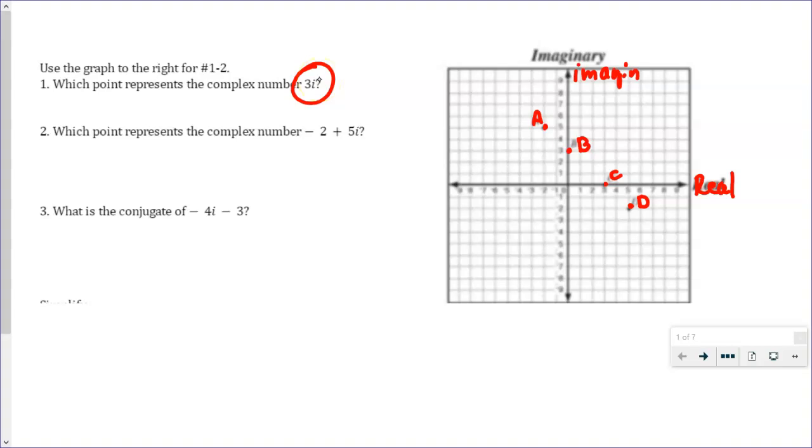So simply we are going to go up here. 1, 2, 3. And this is going to be B. So point B represents 3i because we don't have a real part. So real part is 0.